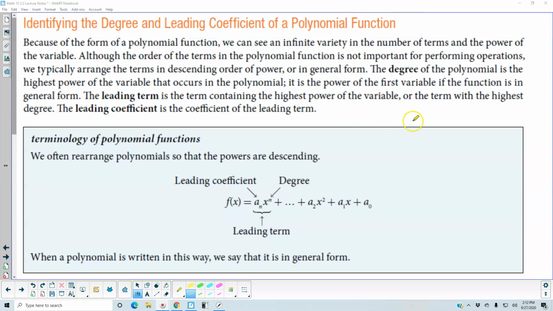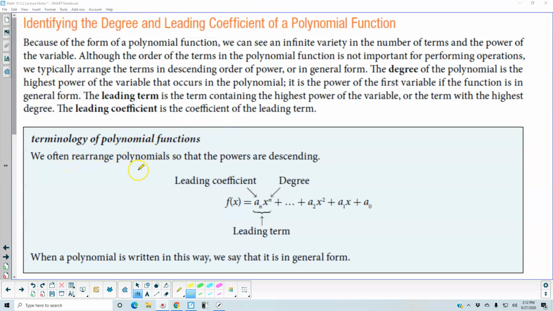The degree of the polynomial is the highest power of the variable that occurs in the polynomial. It is the power of the first variable if the function is in general form. The leading term is the term containing the highest power of the variable, or the term with the highest degree. And the leading coefficient is the coefficient of the leading term. So that is the terminology of polynomial functions.